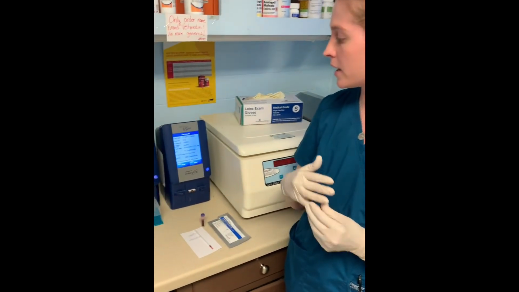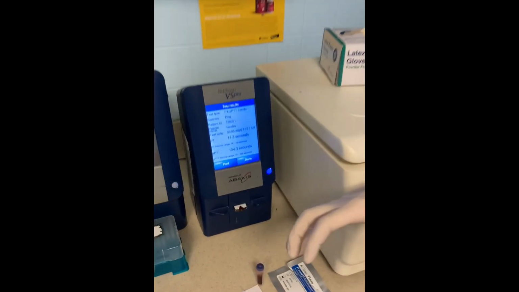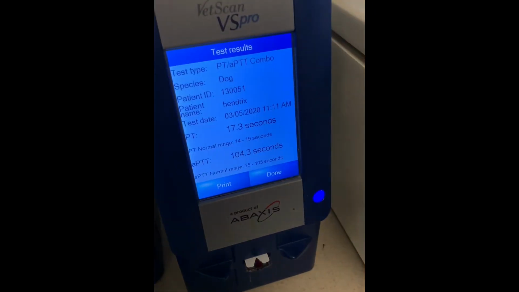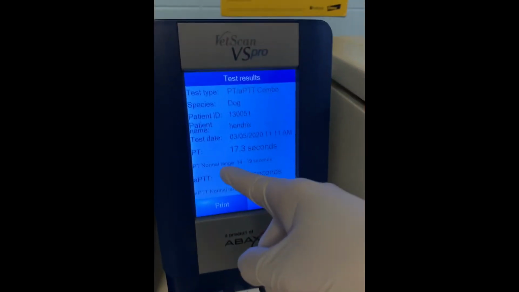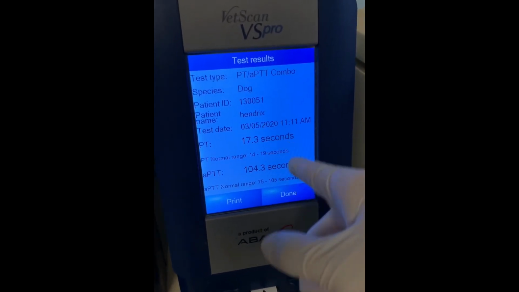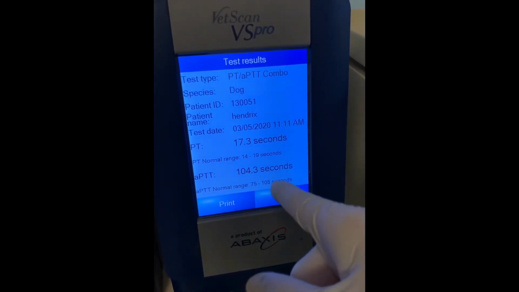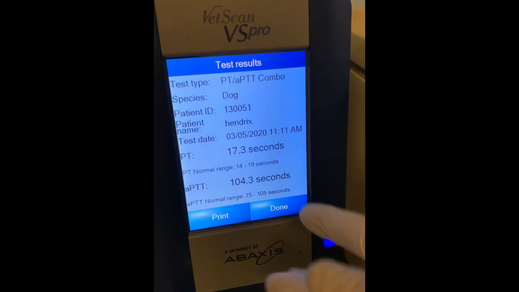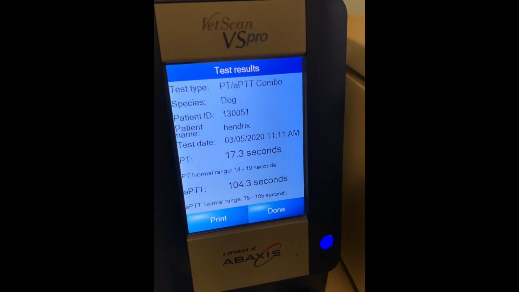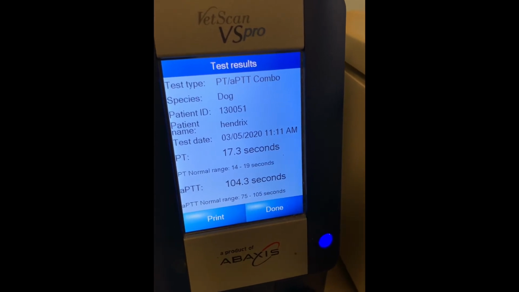Now that our test is complete, we have the results for this patient. We were testing for rodenticide toxicity, and here for the PT, it's at 17.3 seconds, and normal range is about 14 to 19 seconds. So that's normal, so more than likely it's not a rodenticide toxicity for him.